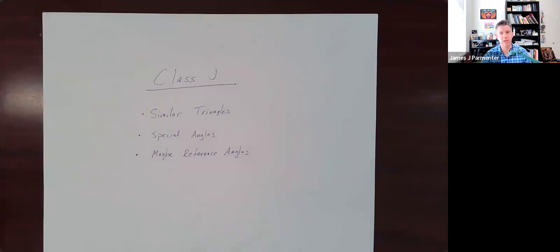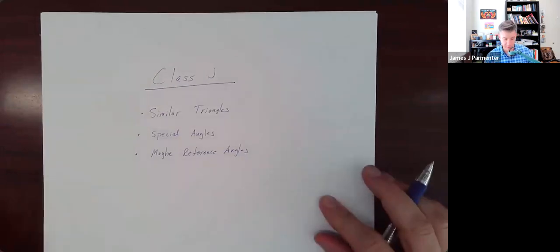So for class J, we're going to talk about similar triangles, really just so we can talk about how some other triangles are similar. And then we'll talk about special angles and then maybe reference angles depending on how long I take. So let's talk about similar triangles first. So what are similar triangles?